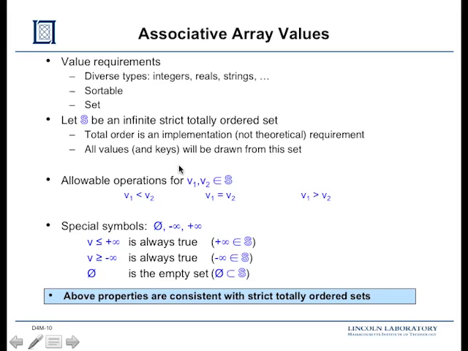In addition, we have the concept of three special symbols here, which we've talked about: the null, the empty set, a least element in the set, and a maximal element of the set. So v less than or equal to plus infinity is always true, and plus infinity is an element of the set, the maximal element. Greater than or equal to negative infinity is always true, and the empty set is, like in all set theory, a formal member of all sets.